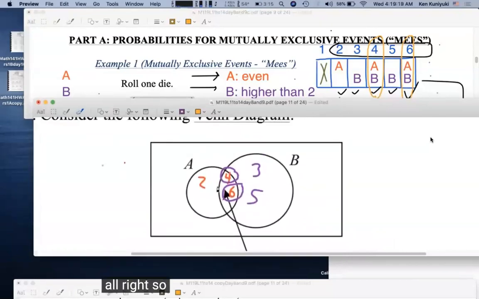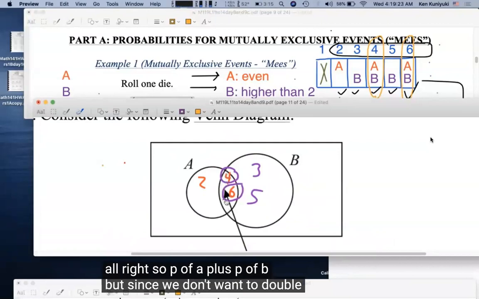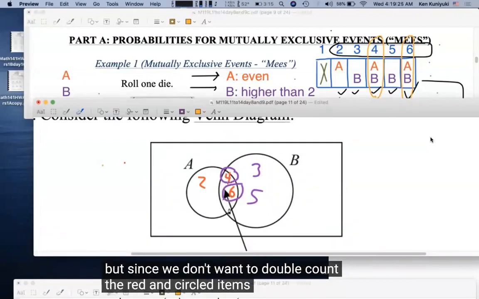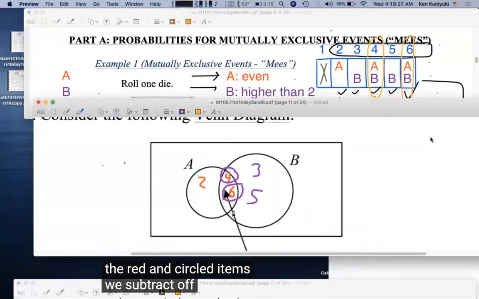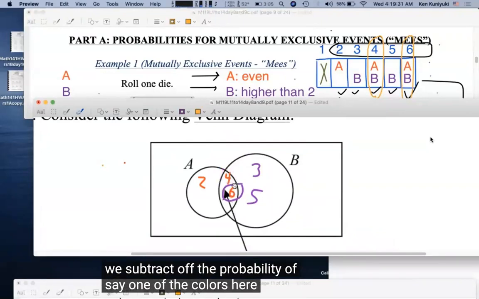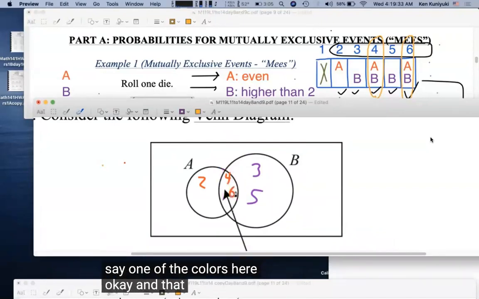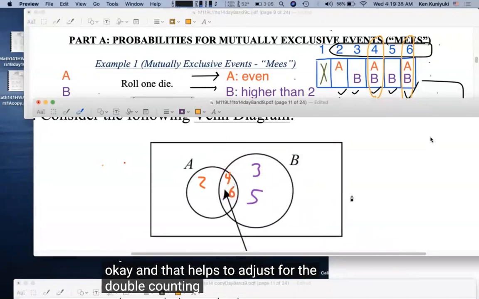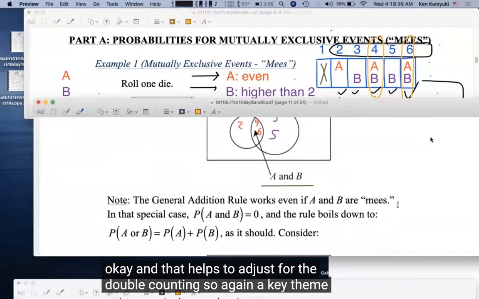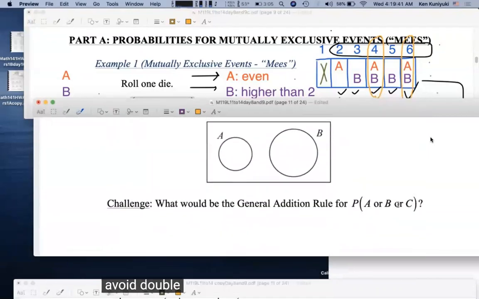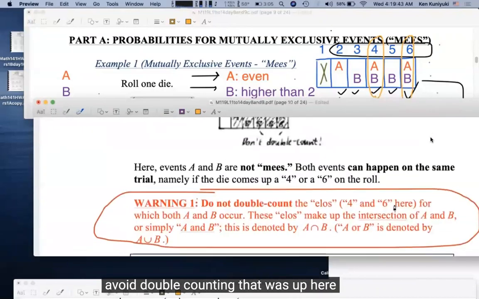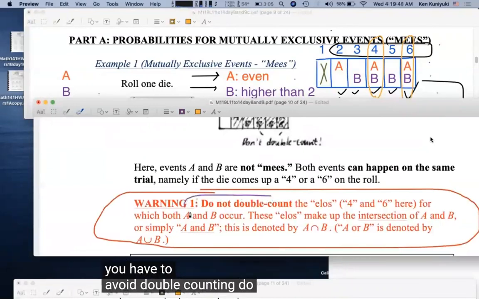All right. So P of A plus P of B, but since we don't want to double count the red and circled items, we subtract off the probability of, say, one of the colors here. And that helps to adjust for the double counting. So again, a key theme: avoid double counting. That was up here. You have to avoid double counting. Do not double count.